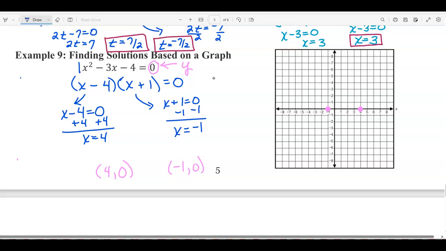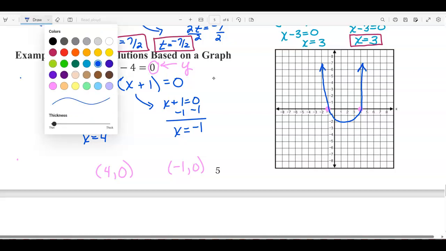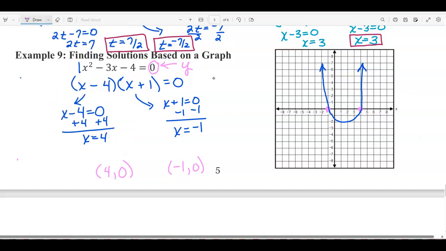So we know a lot more about the functions that we've been working with, and we can draw that U, which would go right through those 2 points that we just solved as our solutions. And remember, these 2 points are called intercept points because they touch the x-axis and they have 0 in the y position. Okay, so this is a parabola that has x-intercepts at the solutions.